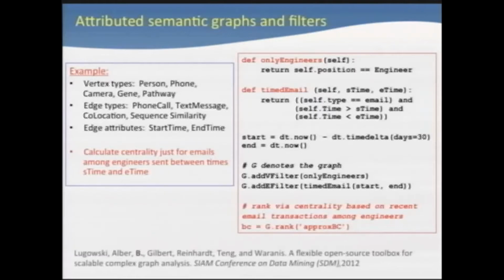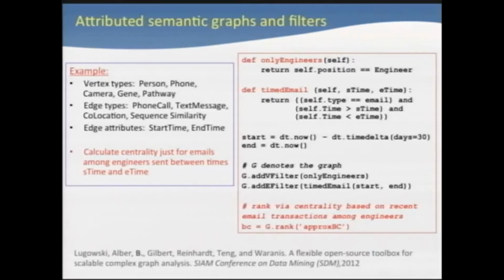So what you do is you write two predicates. The vertex predicate returns true if the position is an engineer. The timed email predicate returns true if it happened within the last month. And you add those to your graph, and you run your favorite ranking algorithm, betweenness centrality. And it automatically finds the most important engineer in the last month without creating a copy of your graph, because every time a vertex or an edge is examined, it's thrown away during the execution.